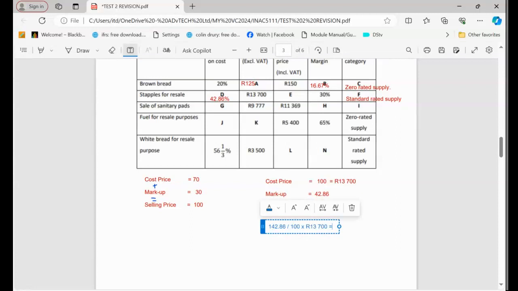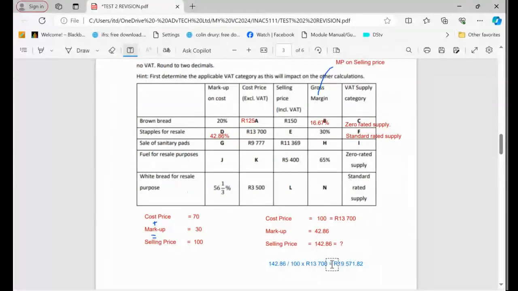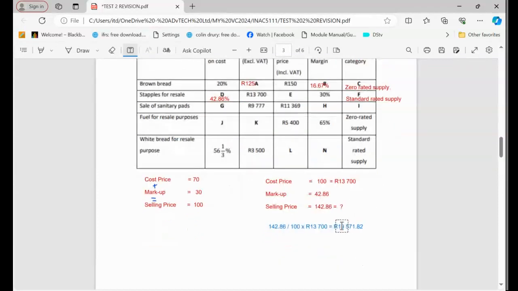Okay, so when I do that, I find something like this on my calculator: 19,571.82. Can you see now? So this is the amount that I found. I found the selling price. But remember, I used this cost price of 13.7, and this cost price is excluding VAT, but the column says here including VAT. So, meaning the answer that I just got here, let me put it in brackets, is excluding VAT.